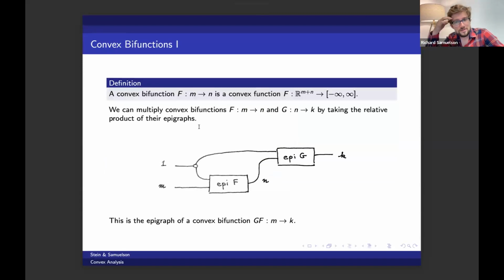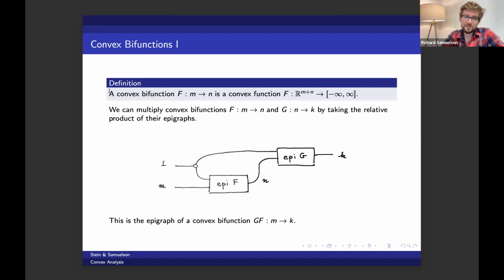We can use epigraphs to compose convex functions in a way which is a bit unintuitive if you haven't seen it before. This definition is due to Rockafellar. First I should define a convex bifunction. This is the central object of study. A convex bifunction is just a convex function of two variables. So again, we're going to think of these as morphisms in a prop.